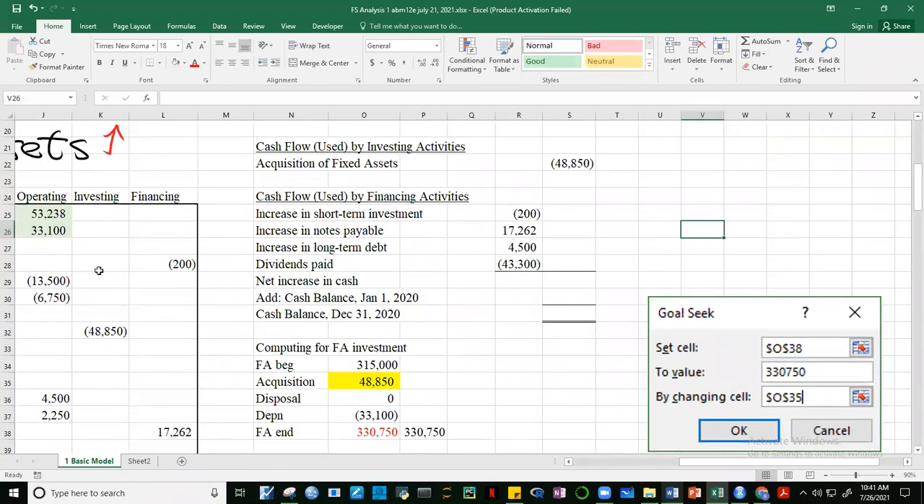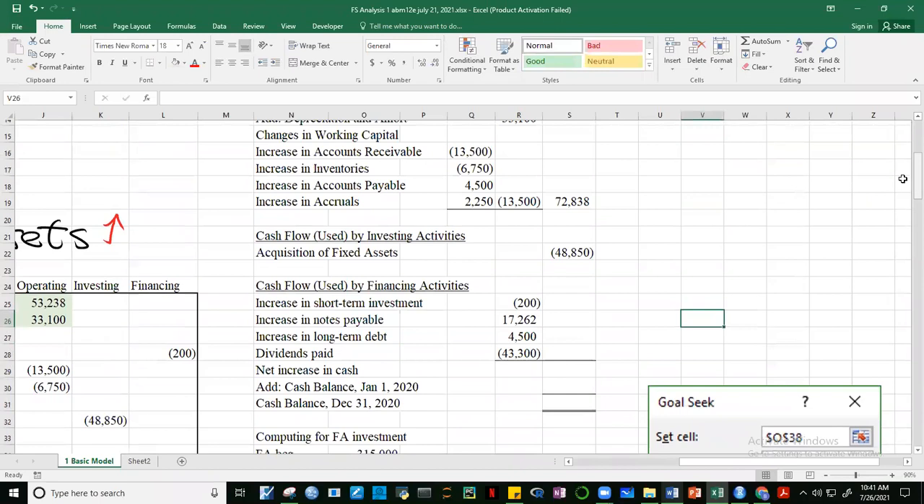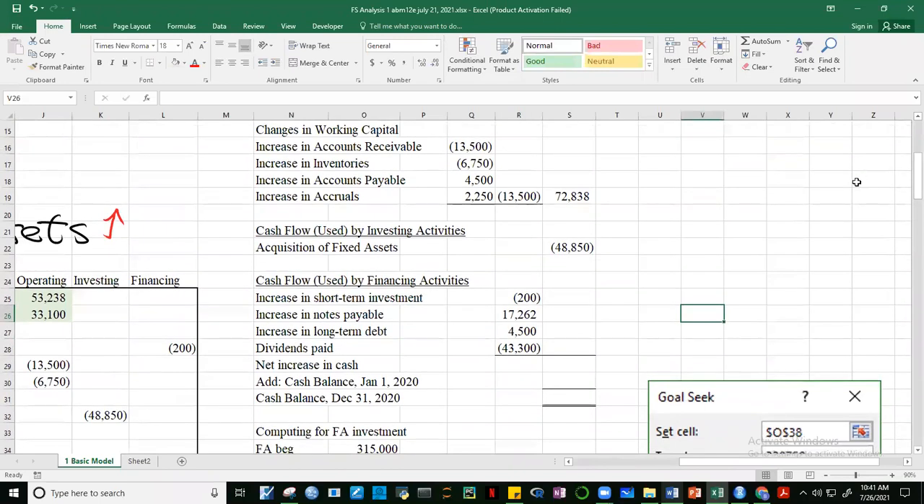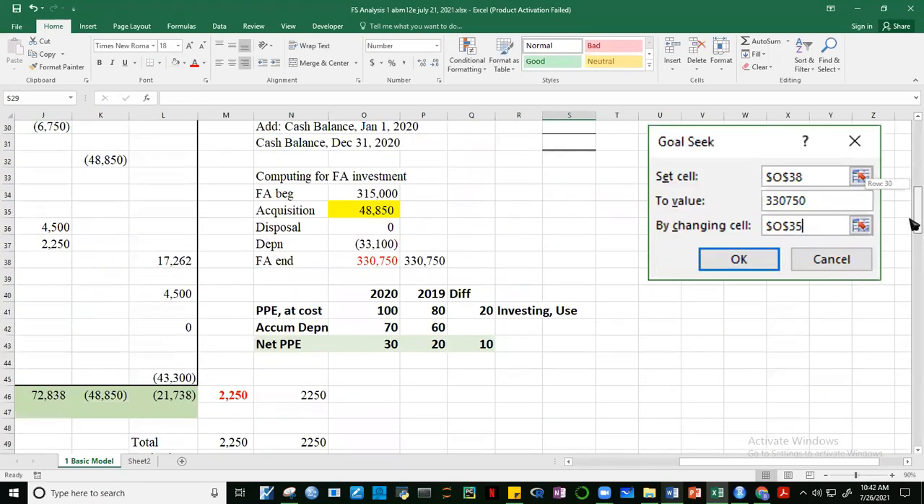Okay, since we have already prepared the template, it's so easy now to transfer this to our formal statement of cash flows. Increase in short-term investment, increase in notes payable. Kasi asset to, no? Nag-increase, so use of cash. Ito, liability, nag-increase, so source of cash. Liability to, source of cash. Dividends paid, cash outflow yan. Okay, so if we sum this up, you should be getting the 21,738. This one.